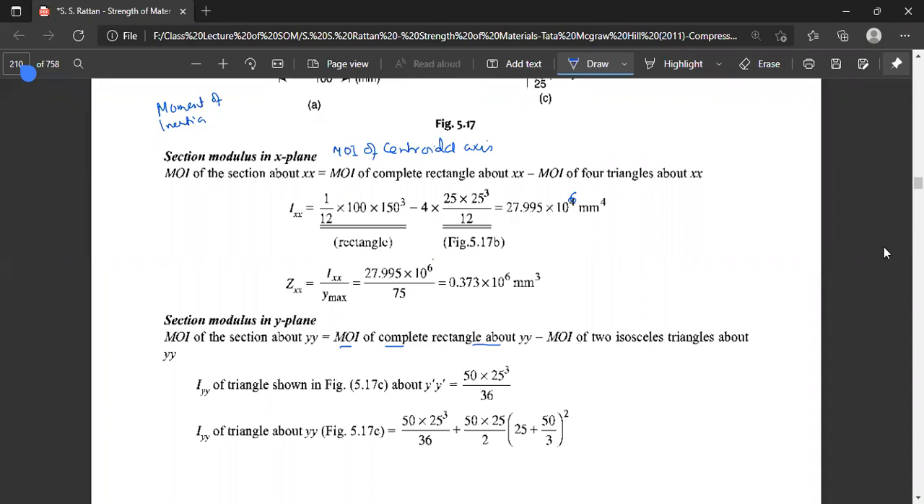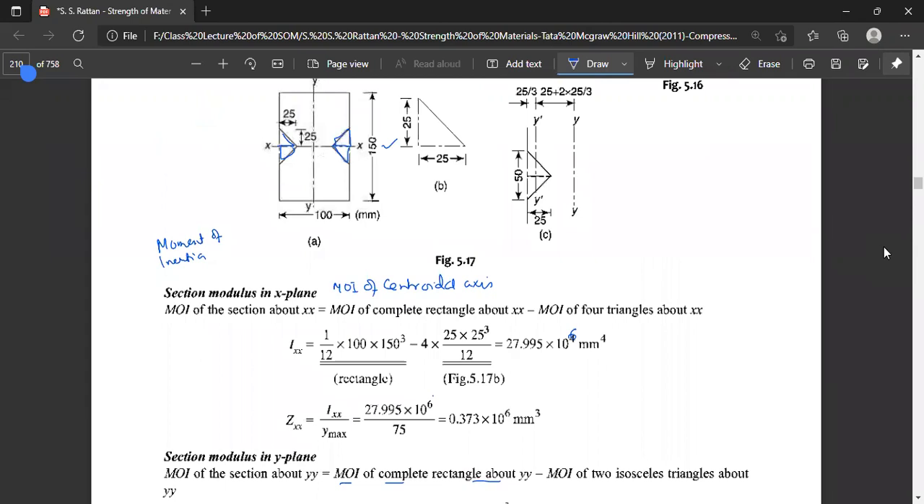So why is it like this? Here we have two triangles, one is here and another is here. So what we have here, we are supposed to find out the moment of inertia about this axis yy of this rectangle of the given dimension and this rectangle. They are both the same, and both the dimensions are also the same.